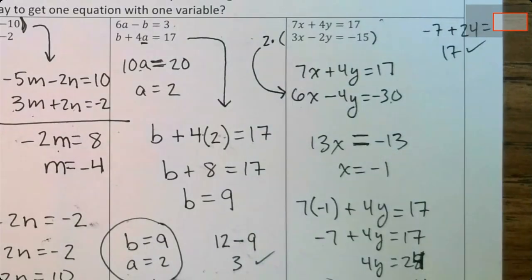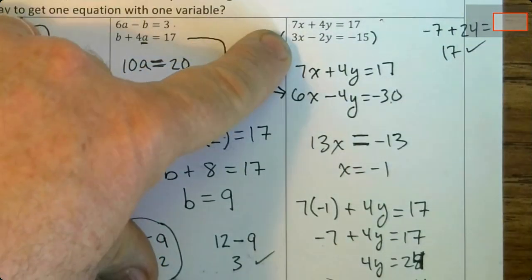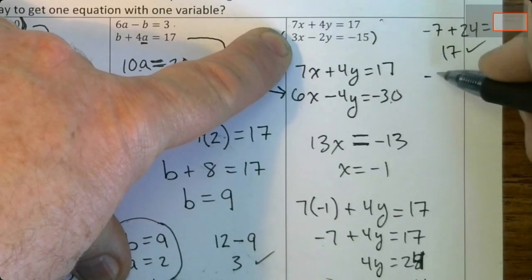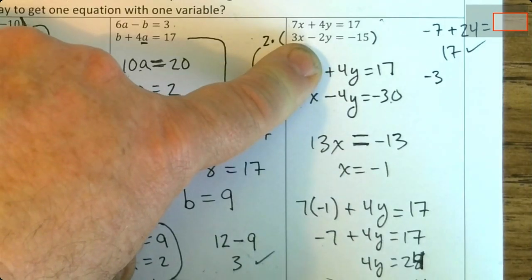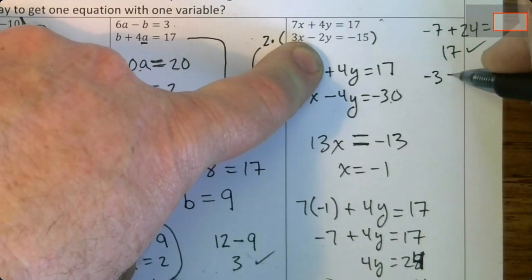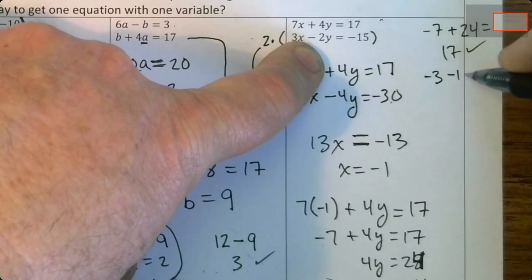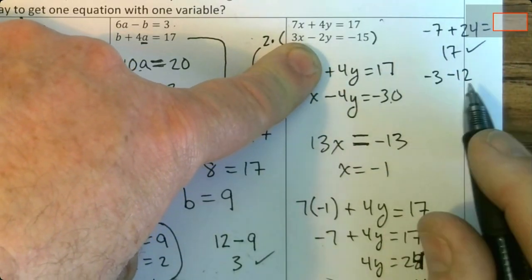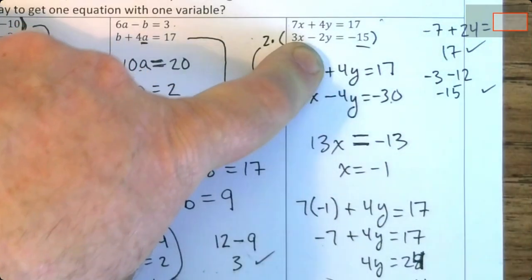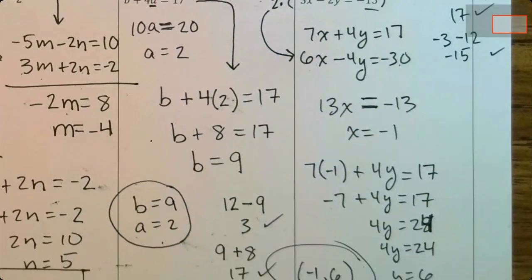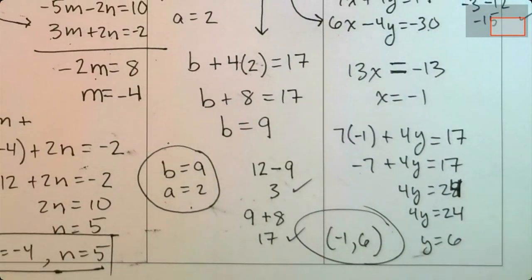And then the bottom one says 3 times x, so that's going to be a negative 3. And then y is 6, so negative 3 minus 6 times 2, which is minus 12. And negative 3 and negative 12 together are negative 15, which is what it should be. So all of these do check. So my last answer there is negative 1, 6.